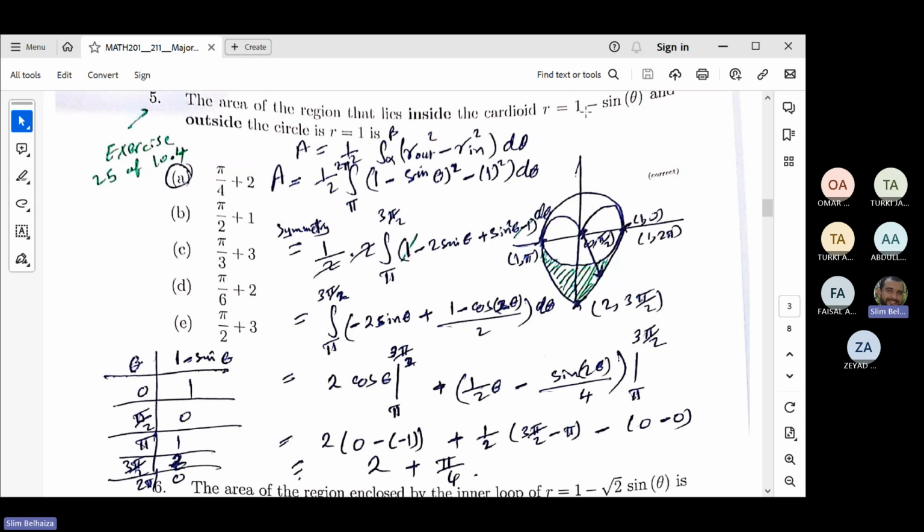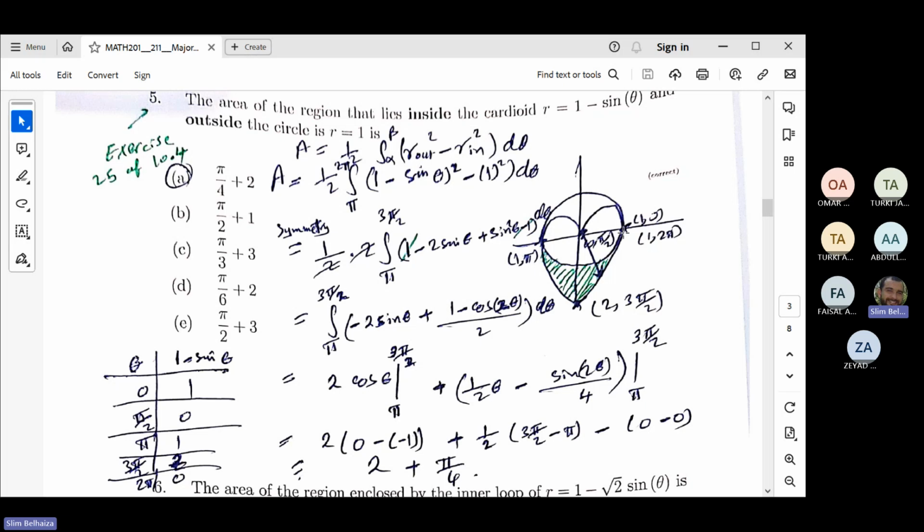Now let's check it out. When we are at 0, sine theta equals 0, where are we? At 0, we are at 1, so we are here. We start from here. Okay, so we already have a point of intersection.